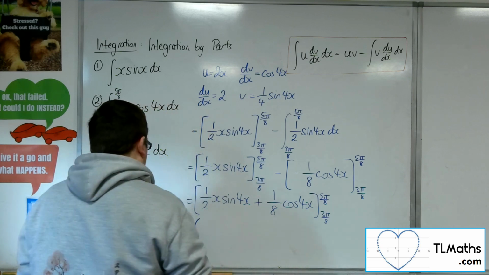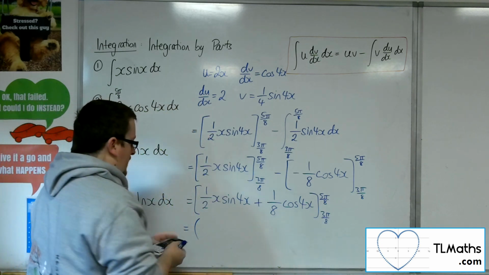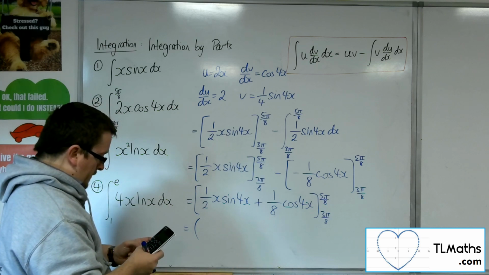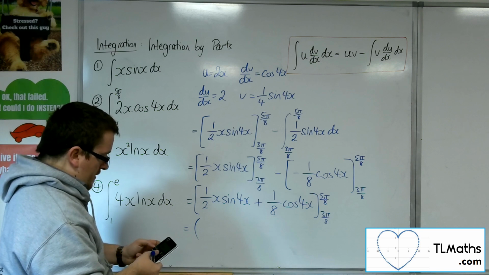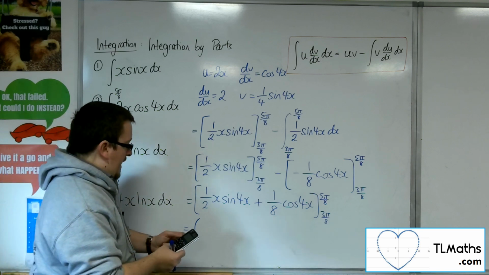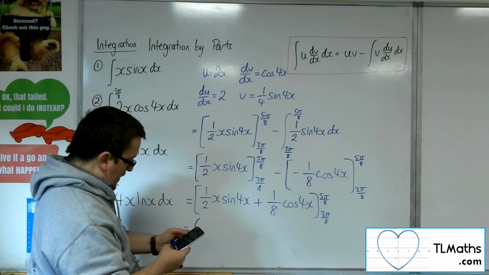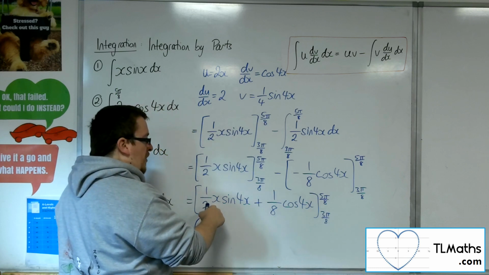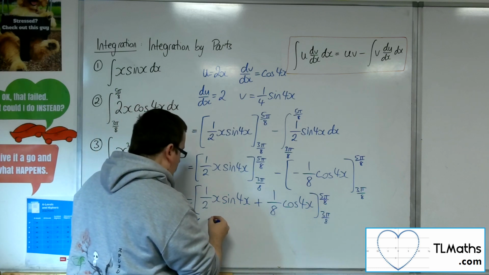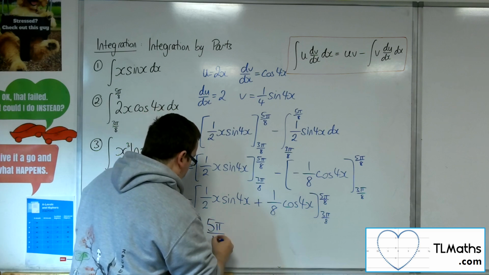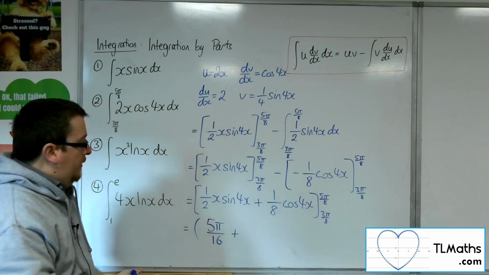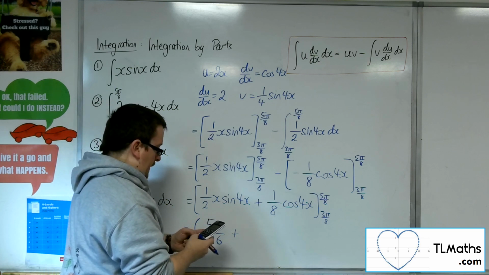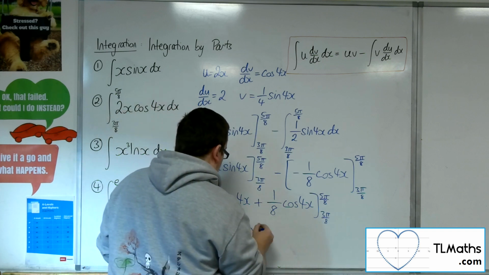Okay, right. So, first of all, substituting in the 5 pi over 8. So, sine of 4 lots of 5 pi over 8. Oh, best make sure I'm in degrees, which I'm not. Okay, let's try that again. So, sine of 4 times 5 times pi over 8 is 1. So, we're going to get half of 5 pi over 8, sorry, 5 pi over 16. Get that right. Plus cosine of 4 lots of 5 pi over 8 is 0, so that's 0.